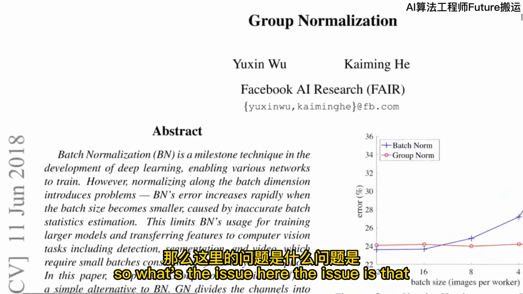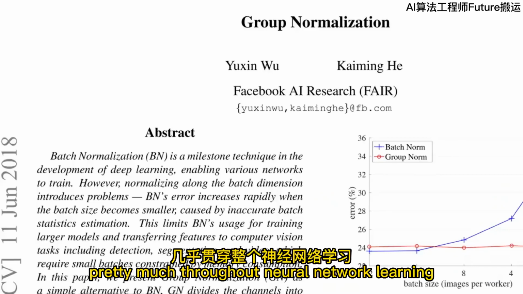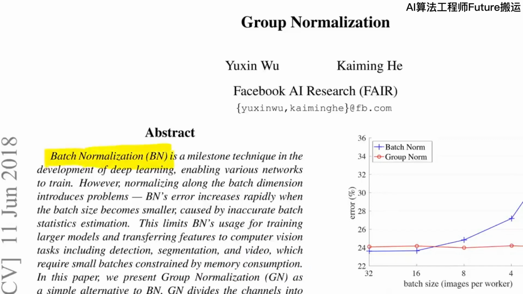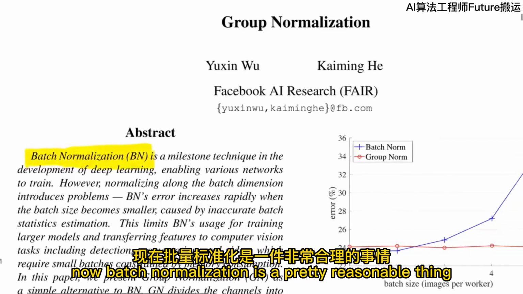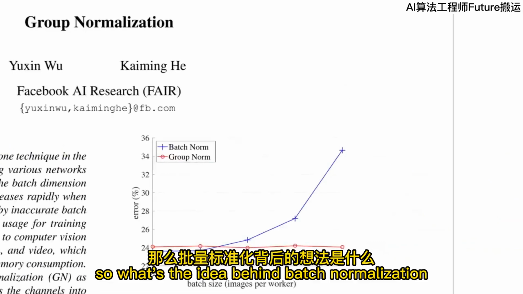So what's the issue here? The issue is that pretty much throughout neural network learning, we're using this technique called batch normalization. Now, batch normalization is a pretty reasonable thing and it works very, very well. So what's the idea behind batch normalization?